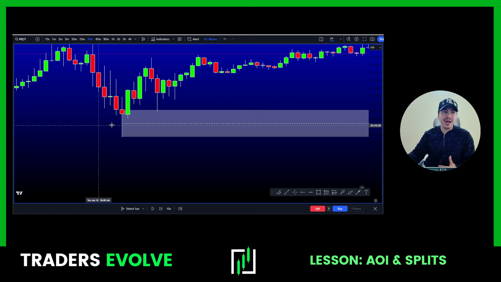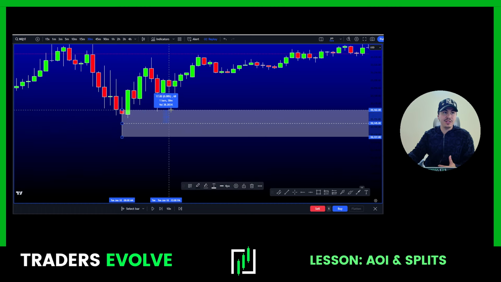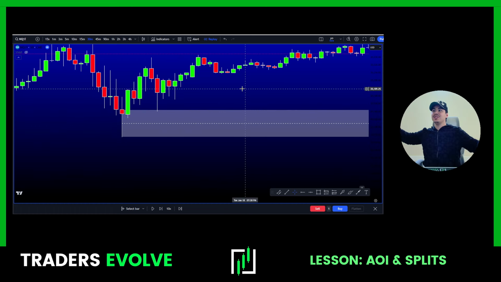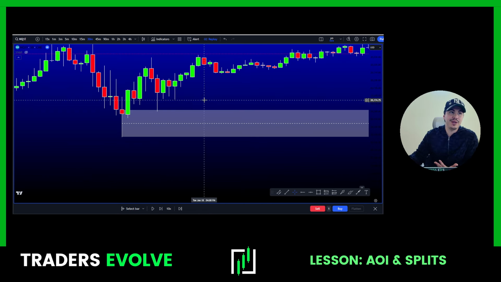We don't want to be trading a zone where you have 200 ticks to the top and 200 ticks to the bottom, because in that situation you increase your risk, especially when we're entering these trades based off an AOI or split. You're increasing your risk, okay?